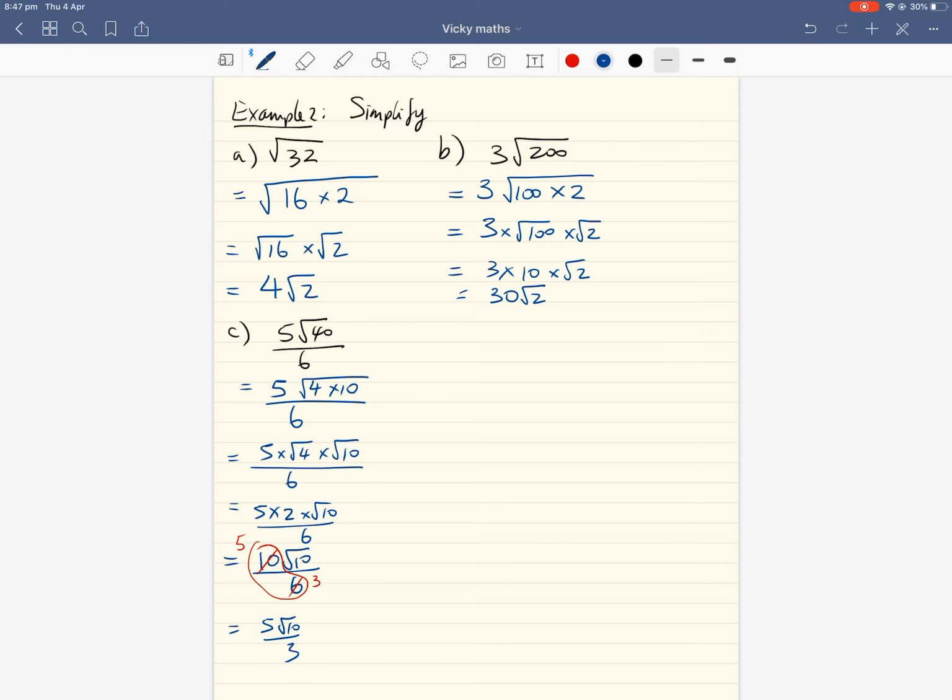When I'm simplifying the surds, we only simplify the coefficients, so the numbers in front. You don't try and halve root 10. You don't make that a root 5. You just do it with the coefficients.